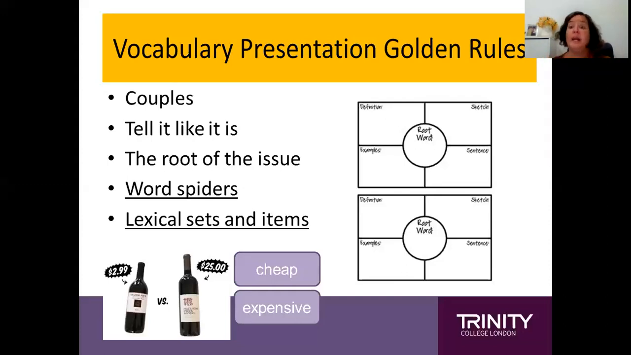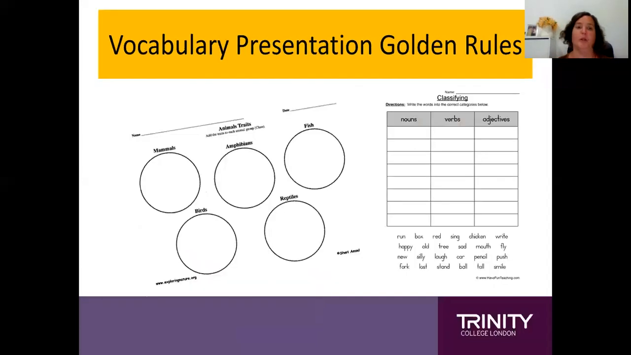And I'm showing a couple of examples where you've got the root word in the middle and you've got the definition, and you can sketch what that word is, provide a couple of examples, and then use the new word in a sentence. That graphic organizer works wonderfully with students. And then this is an example of couples where we've got cheap and expensive, for example.